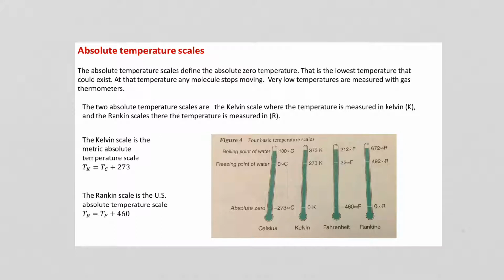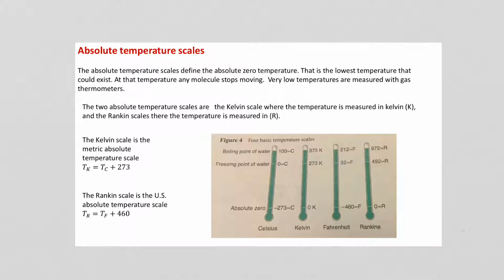So again, the absolute zero is measured on the Kelvin scale, and this scale is also known as the absolute temperature scale. And this scale is related to the Celsius scale with this formula. If you take the Celsius temperature of an object and you add 273 to that temperature, you're going to get the temperature of this object in Kelvin.